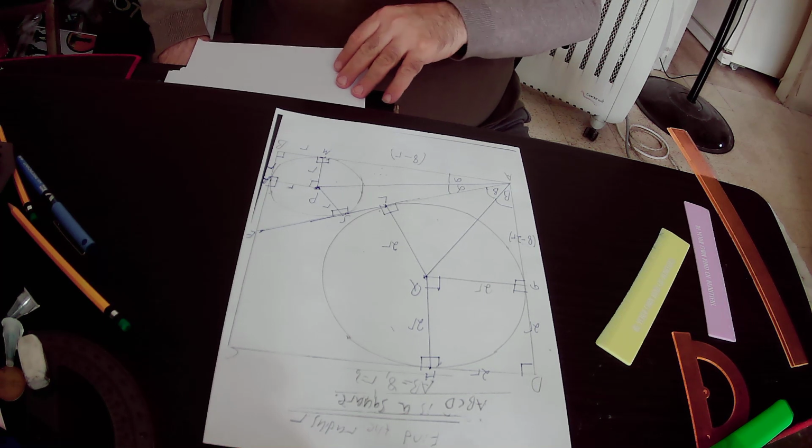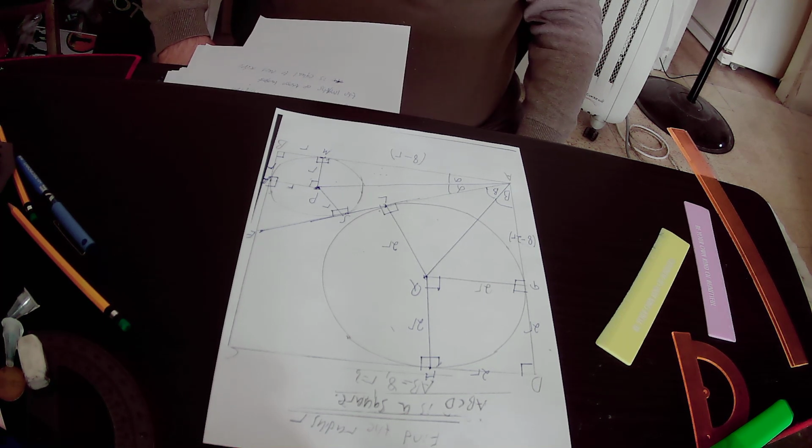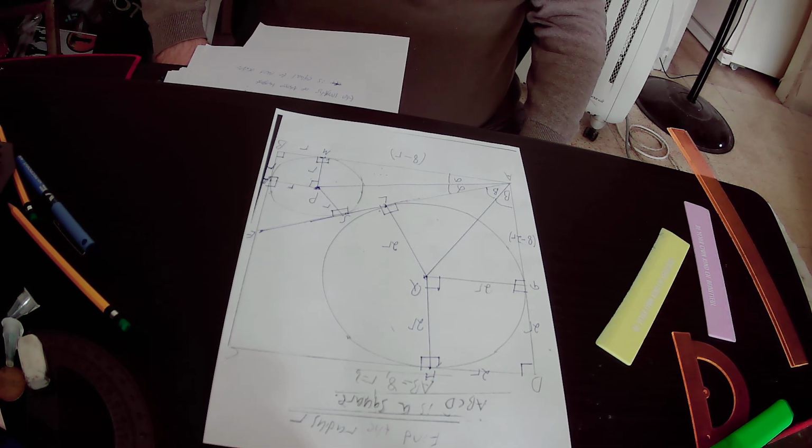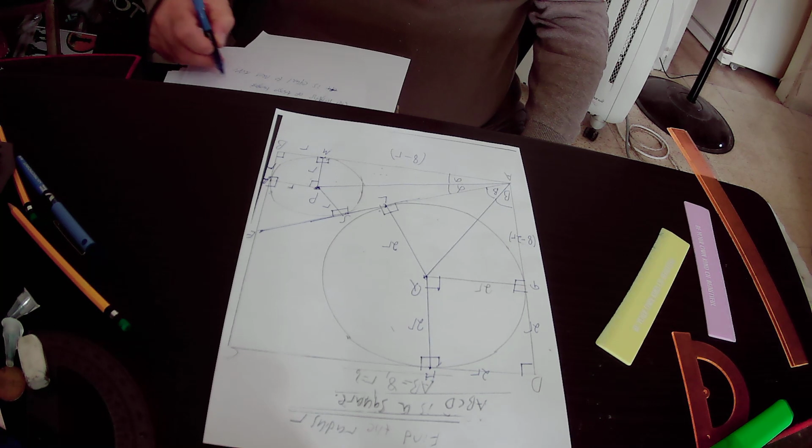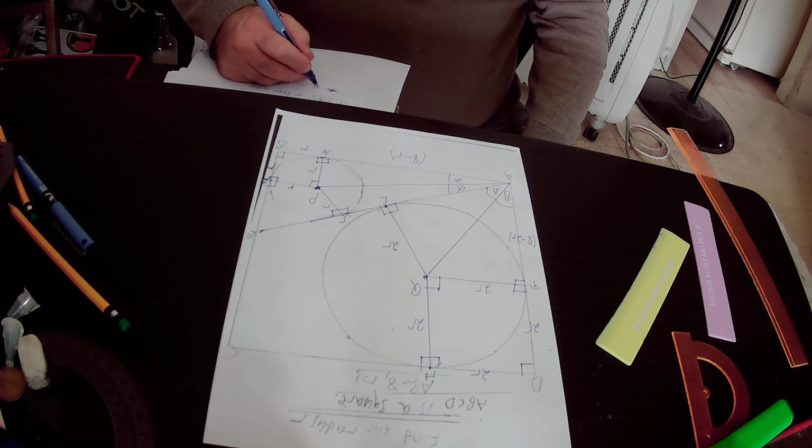And we have also rule number 2 that states that if from an external point two tangents are drawn to a circle, then the lengths of those tangents are equal to each other.